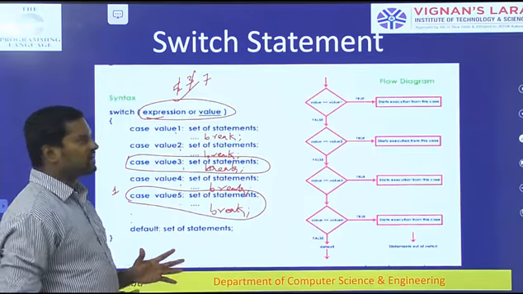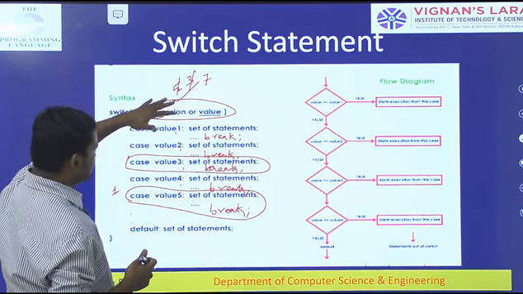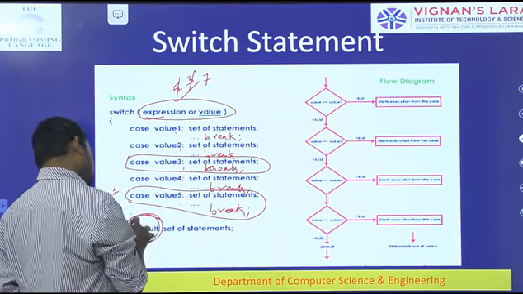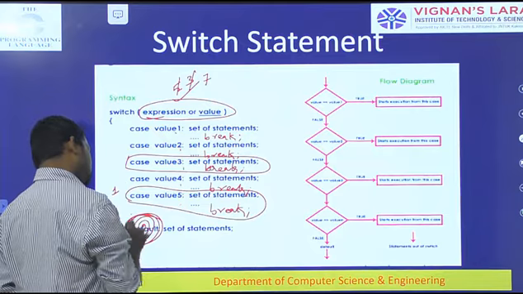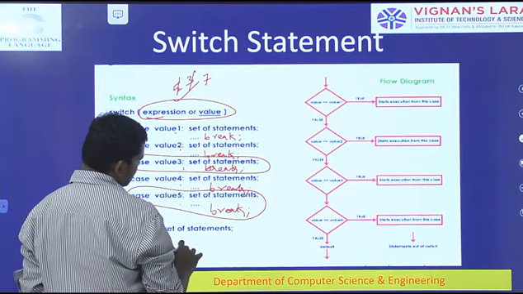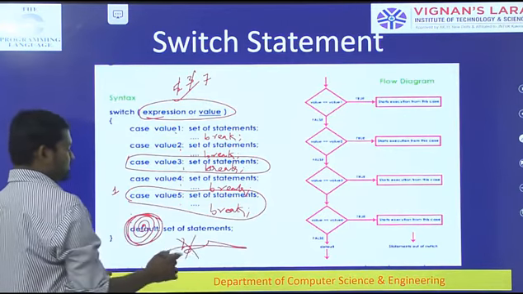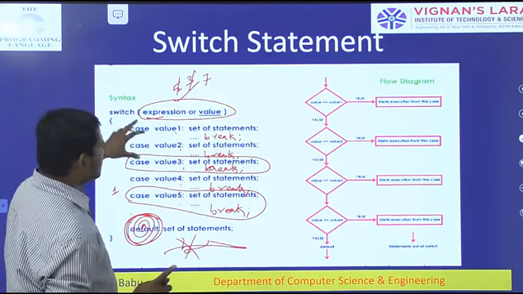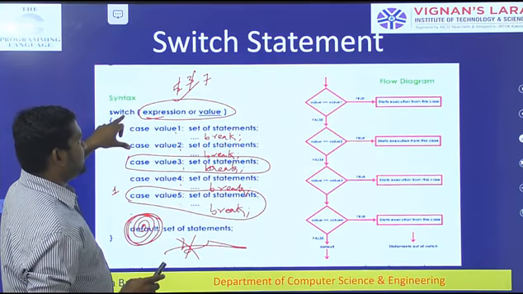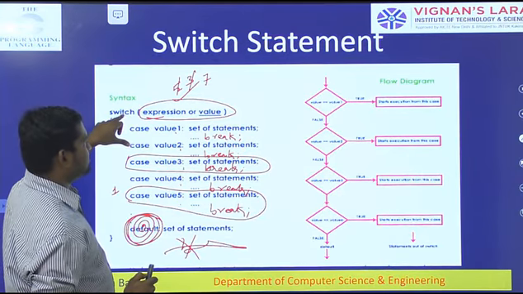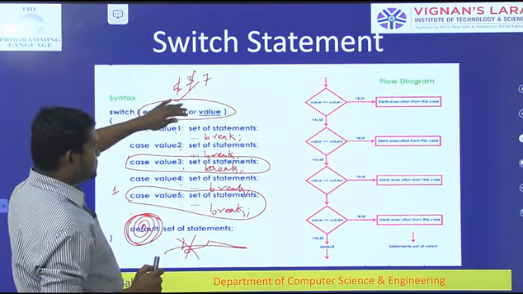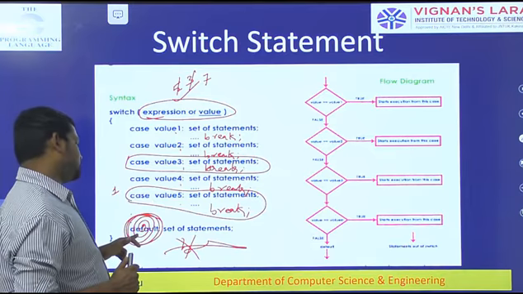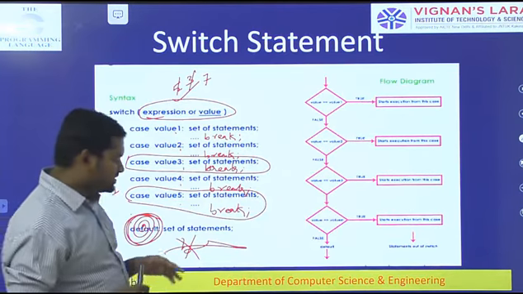At that particular time, the compiler will automatically choose the default statement. The default statement does not have a break, but all of the other statements have breaks. Switch is a multi-way selection statement in which, if the expression matches, the corresponding case will be executed. Otherwise, the default statement will be executed.